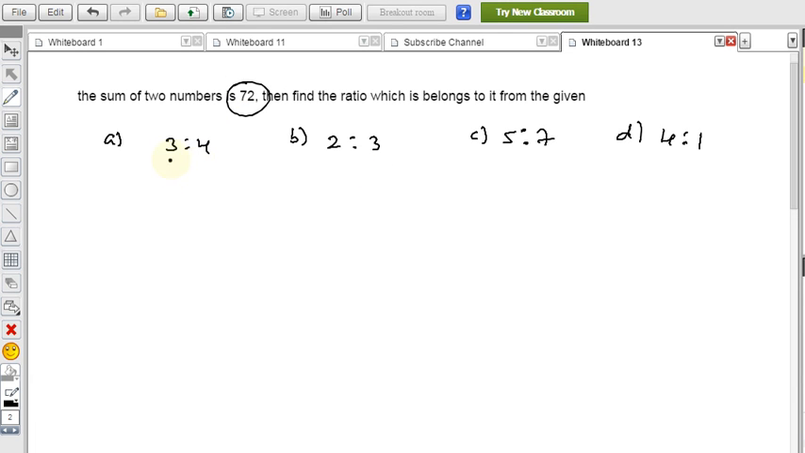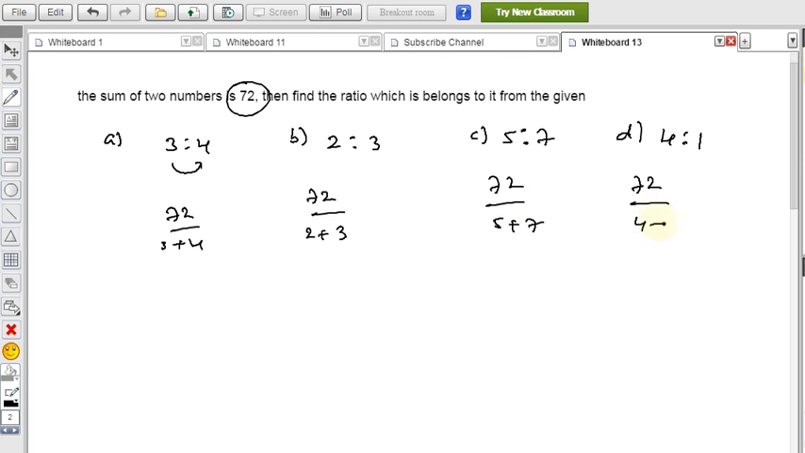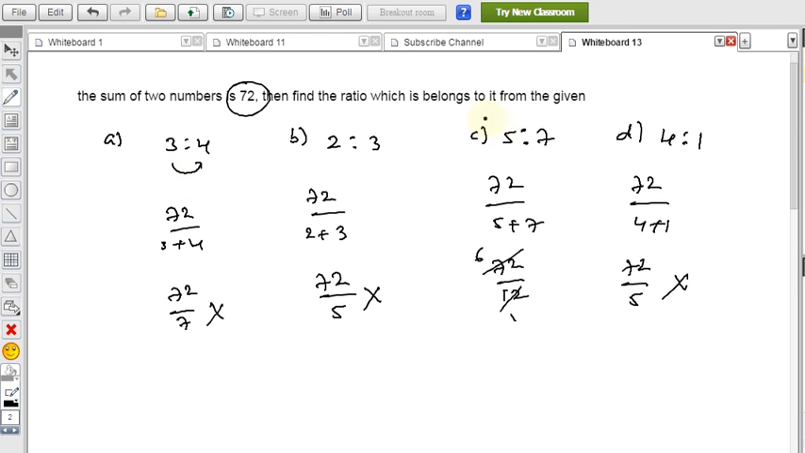So for this we need to apply the sum of both. Now 3 plus 4, the simple thing is 72 by 3 plus 4, 72 by 2 plus 3, 72 by 5 plus 7, 72 by 4 plus 1. Just add the ratios and divide 72. 72 by 7, this is not perfectly divisible, so we will not take it. 72 by 5, this also is not perfectly divisible. 72 by 12, 12 sixes are 72. 72 by 5, this also is not perfectly divisible. So this is the correct answer. So any questions will come like this. We need to sum the ratios and divide with the particular number. If you get it perfectly divisible, that is the answer.